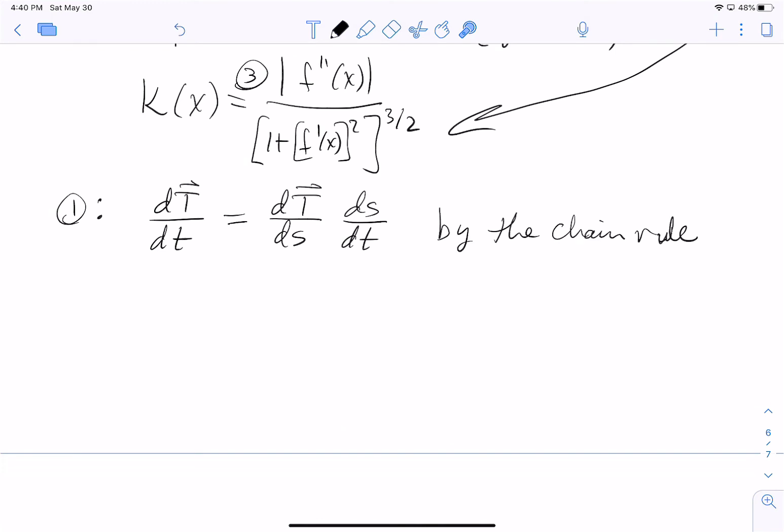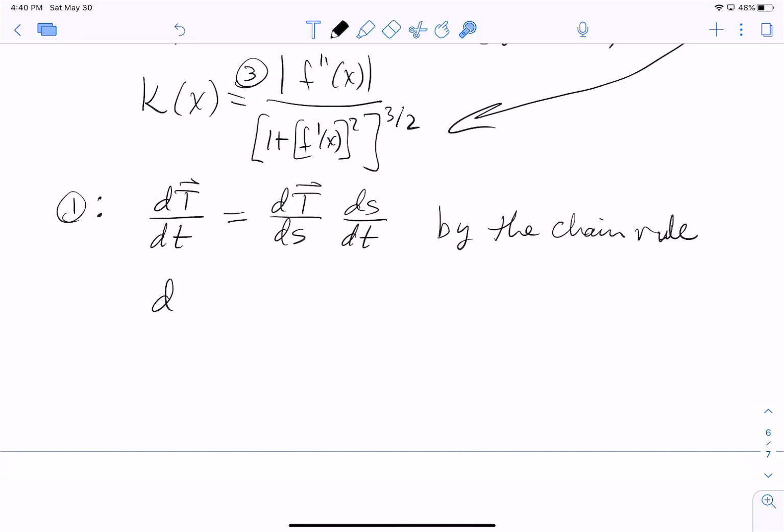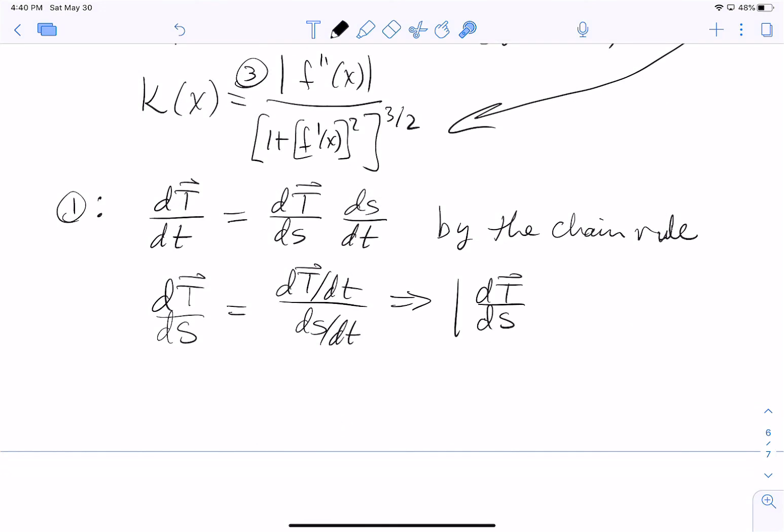We can solve for dT/ds by dividing both sides by ds/dt. And so we get that dT/ds, that's the unit tangent vector, is equal to dT/dt divided by ds/dt, which means that the magnitude of dT/ds, the derivative of the unit tangent vector with respect to arc length, is equal to the magnitude of dT/dt divided by ds/dt.